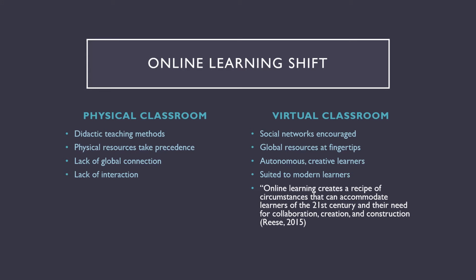If we compare physical classrooms and virtual classrooms, we can see why connectivism is a theory that works very well for virtual classrooms. So on our left column, we can see that a physical classroom relies often on didactic teaching methods. Physical resources can take precedence. We have a lack of global connection as well as interaction because we have our students in a brick and mortar school. When we shift to a virtual classroom, we are encouraging social networks. We have global resources at our fingertips. We can help to create autonomous, creative learners. And when we use connectivism, we can make sure that our modern learners are engaged at all times.